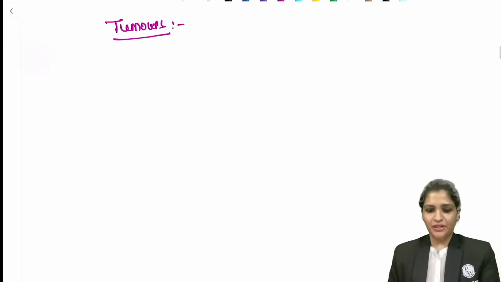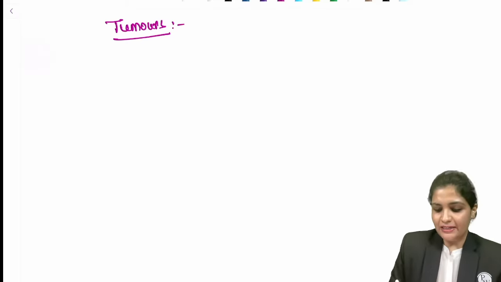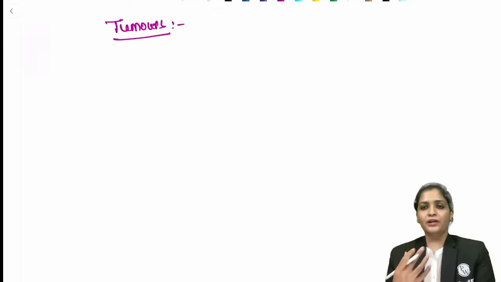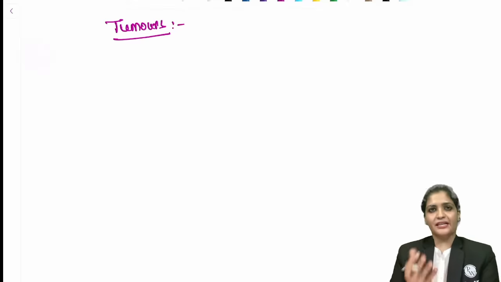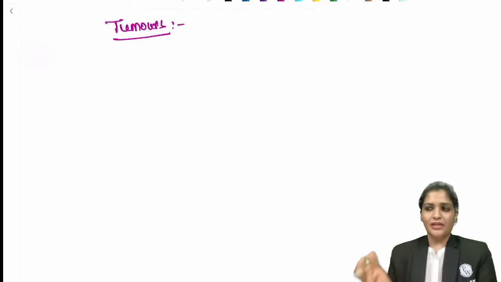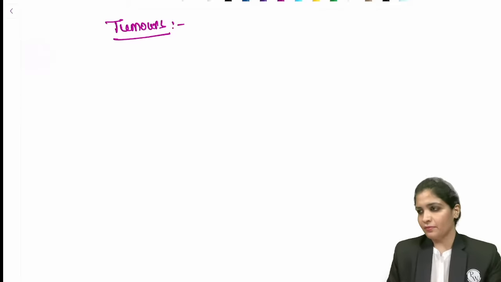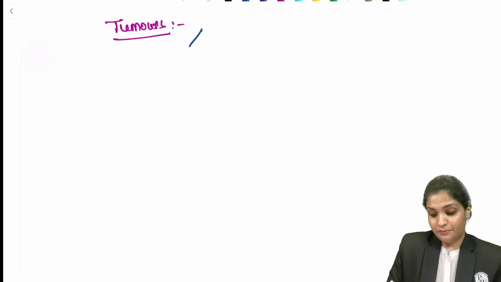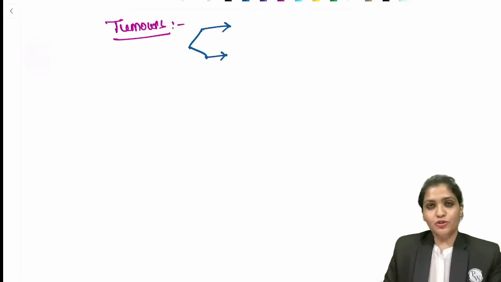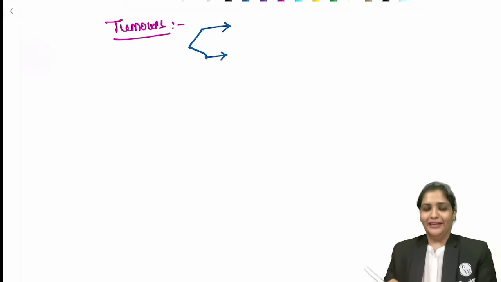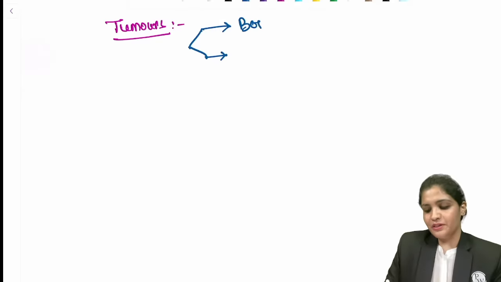So now let's learn about the tumors. When the word tumor is uttered, you usually tend to say it is a benign or a malignant tumor. So that is also accepted. Okay, we'll cover maximum. So tumors. In orthopedics, there are bone forming tumors, and then there are cartilage forming tumors.